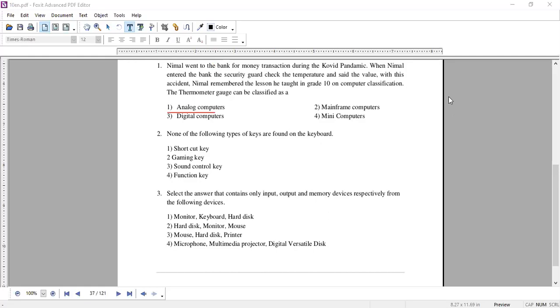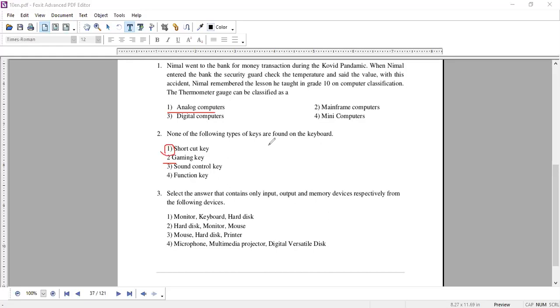None of the following types of keys are found on the keyboard. So you don't get gaming keys. You don't get sound control, shortcut. Even you have shortcut. Gaming keys. Sometimes shortcut keys you don't get. The first one should be the answer. Shortcut keys means you are pressing control with something else. But gaming keys can be there, sound control keys, function keys can be there. Take the first one as the answer.